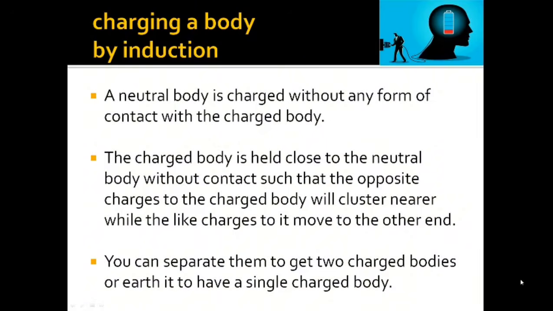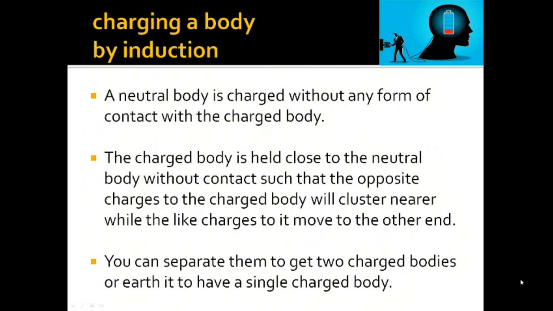Rather, the charged body is held close to the neutral body without contact, such that the opposite charges to the charged body will cluster nearer. Remember, unlike charges attract. So when you bring a negative charge very close to a neutral body, what happens? Positive charges will run close to where that body is, while the charges like the charging rod will run to the other end of the body. So now you have achieved that. Negative is closer if you are charging with a negative rod, and positive is at the other end.